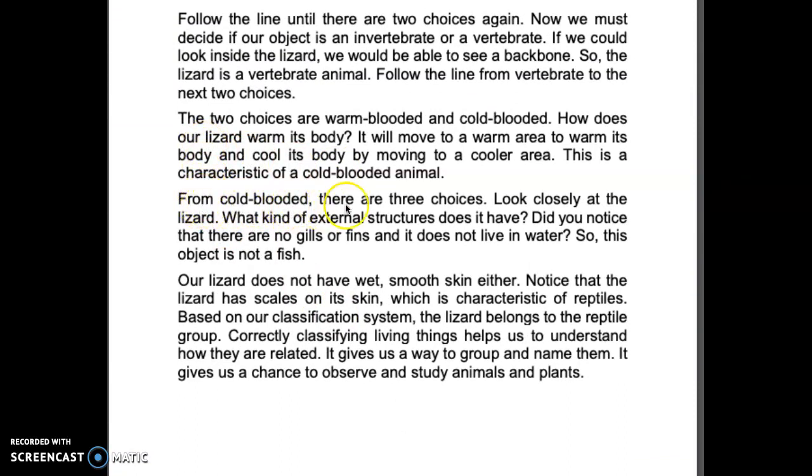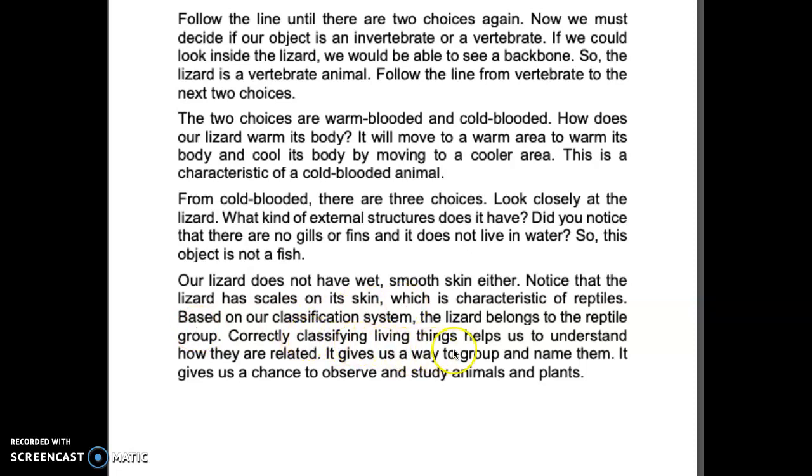From cold-blooded, there are three choices. Look closely at the lizard. What kind of external structures does it have? Did you notice that there are no gills or fins and it does not live in water? So, this object is not a fish. Our lizard does not have wet, smooth skin either. Notice that the lizard has scales on its skin, which is characteristic of reptiles. Based on our classification system, the lizard belongs to the reptile group.